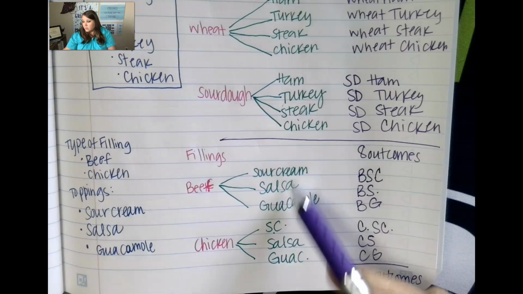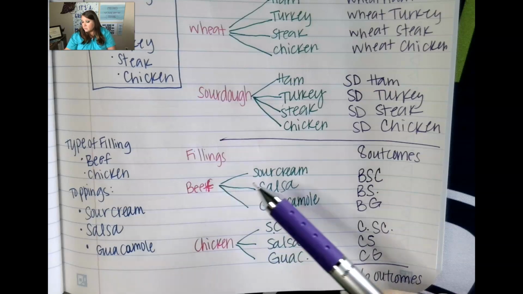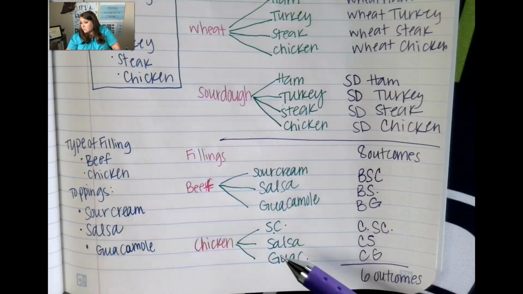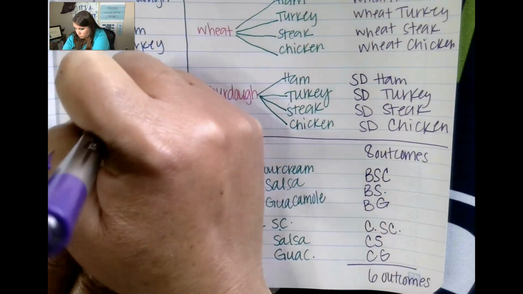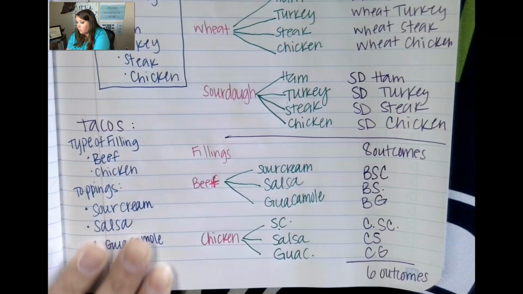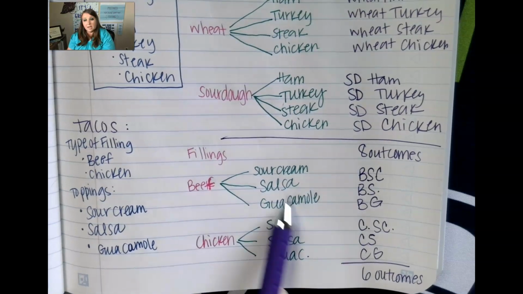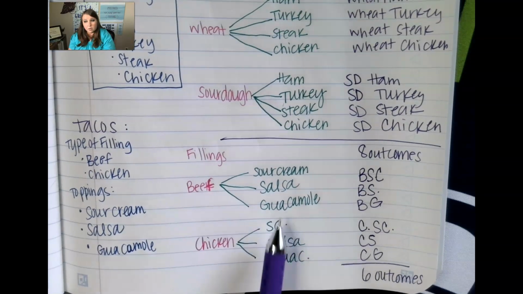So the possible outcomes of the event of choosing fillings on our taco truck are the types of tacos. So the sample space is creating different types of tacos. And within our sample space, there are 6 outcomes.